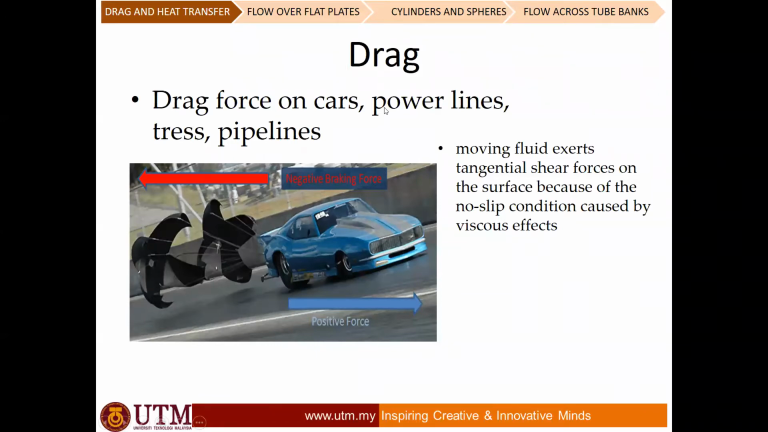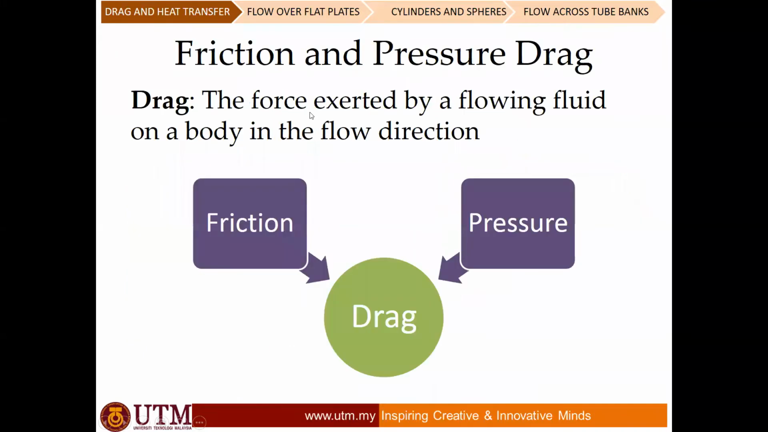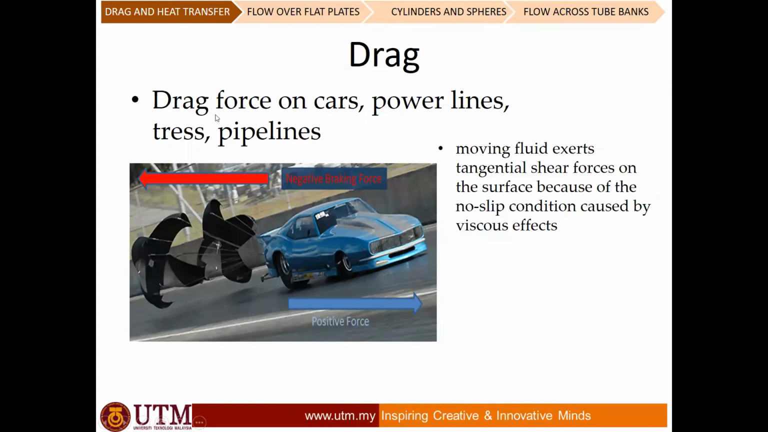So for external forced convection, two things we are going to look at: drag force. For example, you have a car moving in this direction, and you have applied some pressure at the back, so you have a negative braking force. We call it a drag. So this will cause a drag on the car.